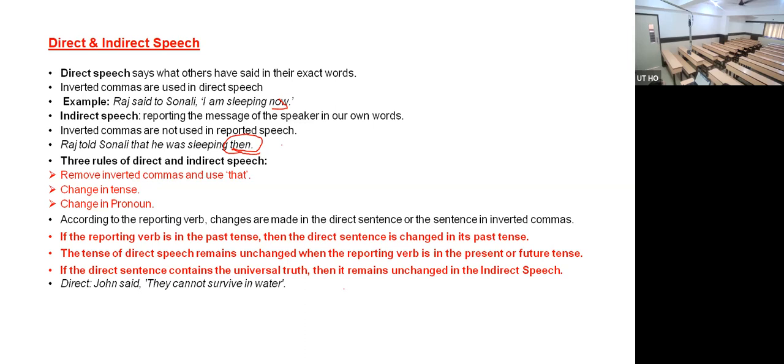So if you have a universal truth, what will happen? The tense will not change. Say, "They cannot survive in water." John said, "they cannot survive in water" will become John said that they cannot survive in water. So when you are dealing with the universal truth, the tense does not change from direct to indirect. Right?